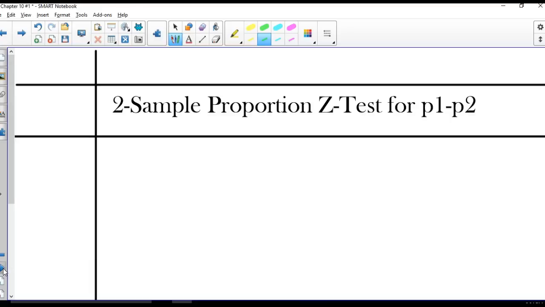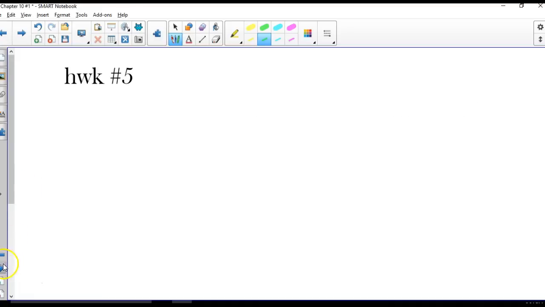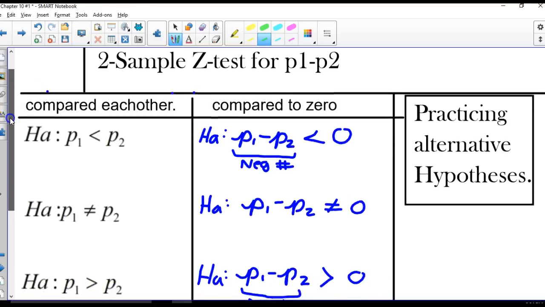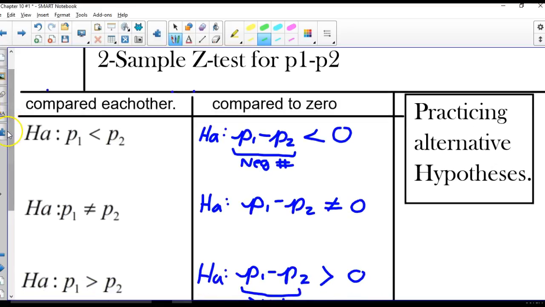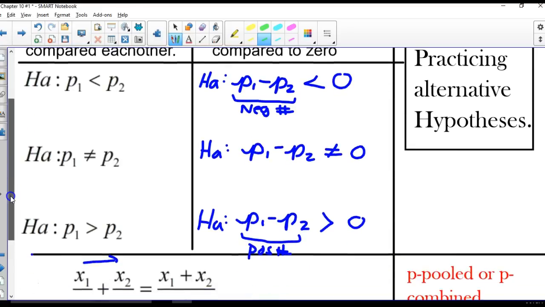Next, we did a 2 proportion Z test. That's what we went through today. I'm going to cruise through it fast, and then there's one you can try at the end. A two-sample z-test for P1 minus P2. You're going to want to pause right here if you were gone yesterday and just get these notes down. These are just different ways that you can write your alternative hypotheses.